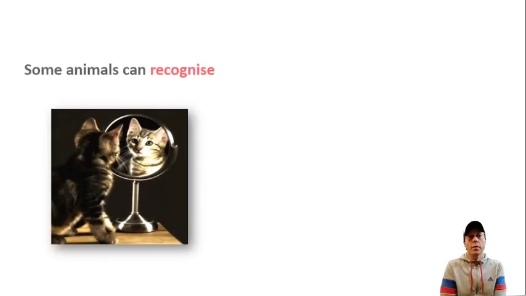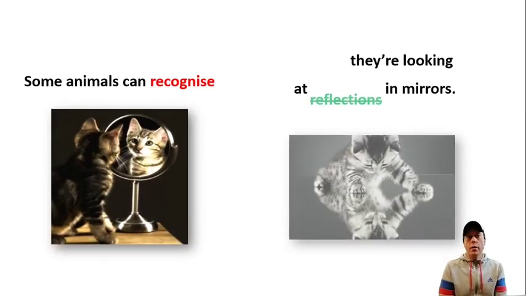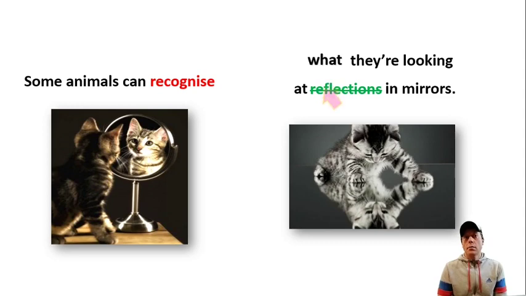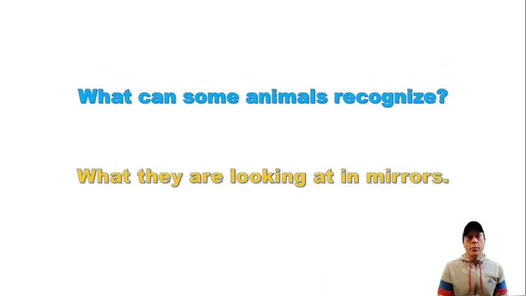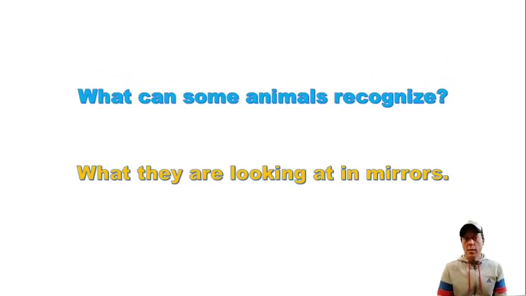So this is how it works. Some animals can recognize what they're looking at in mirrors. Notice we've deleted reflections and substituted it with what, and now we've got a noun phrase. So the question is, what can some animals recognize? And the answer, what they're looking at in mirrors.